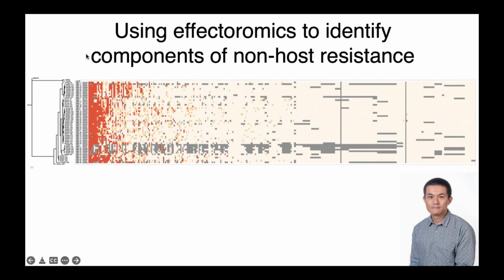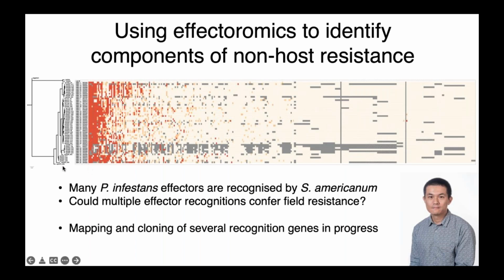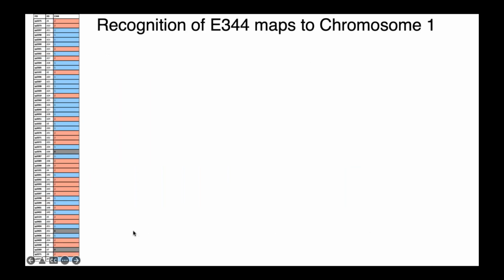So this is good news because it confirms that the field resistance could be due to NLR recognition, and all americanum accessions have recognition of P. infestans. So based on our theory of multiple recognitions conferring field resistance, we're working to map and clone several recognition genes. And the first I'll talk to you about is recognition of this effector, which we call effector 344.